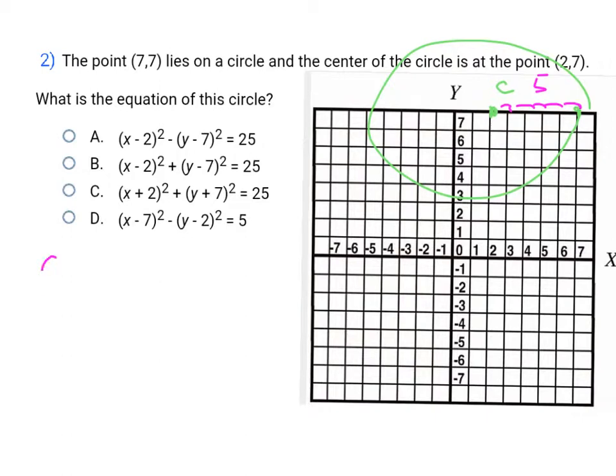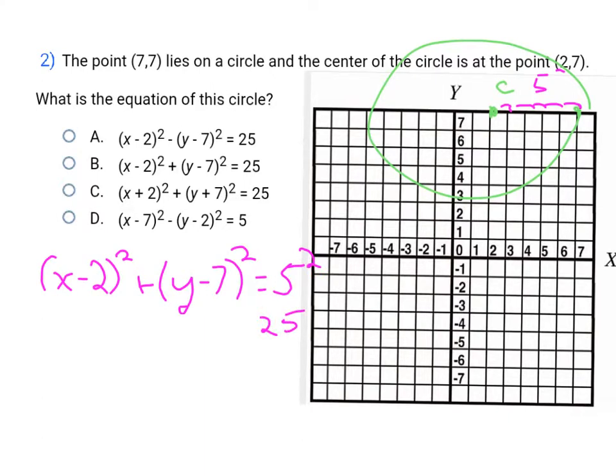When I go to write this equation, I'm going to have x minus my x coordinate of this center, which is 2. So this is going to be (x minus 2) squared plus, because it's always a plus for a circle, (y minus 7) squared, because that's my y coordinate in my center. So I subtract my y coordinate, and that equals my radius, which is 5 squared. 5 squared is 25. So my final answer is going to be B.